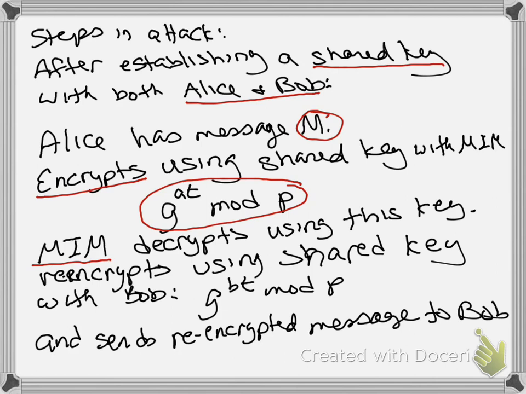Now finally, the man in the middle re-encrypts the message, sends the message off to Bob using the key that the man in the middle established with Bob, which is g to the bt mod p, and then sends the re-encrypted message off to Bob. Bob is able to read that message and thinks everything is fine. He might send a message back to Alice using the same process. And in each case, the man in the middle is able to read what Alice is sending to Bob and what Bob is sending to Alice.